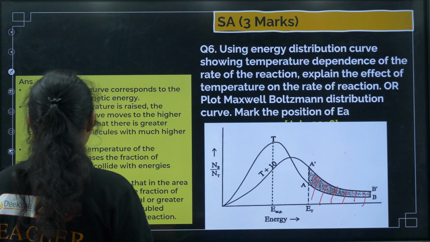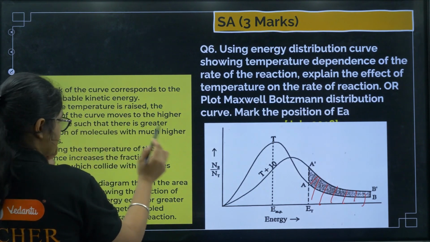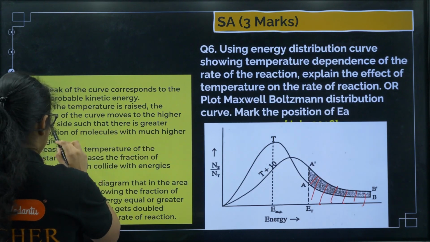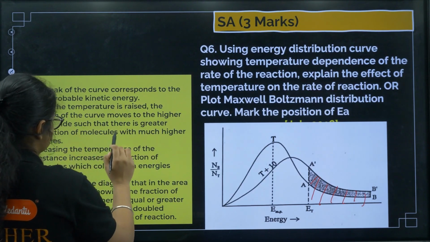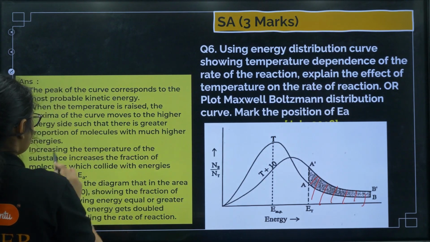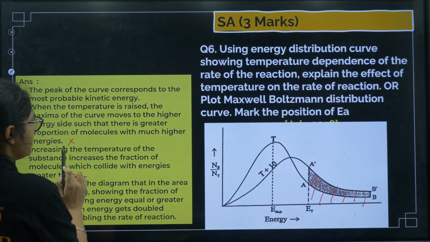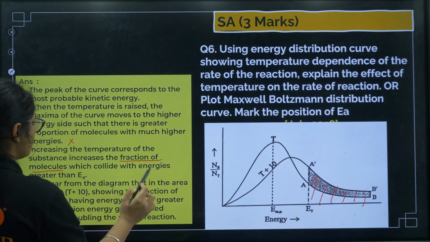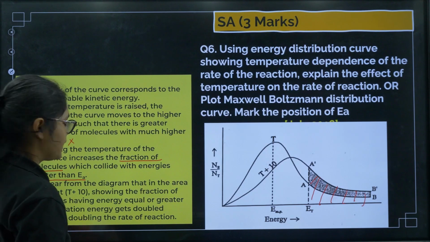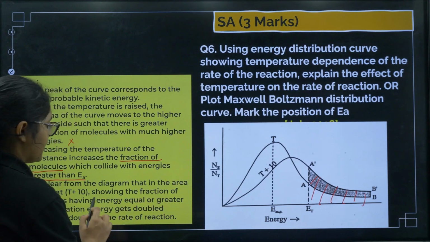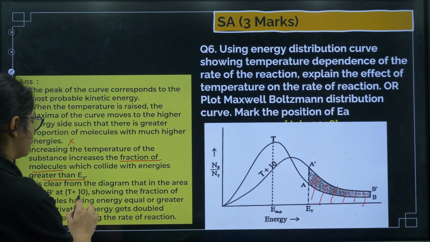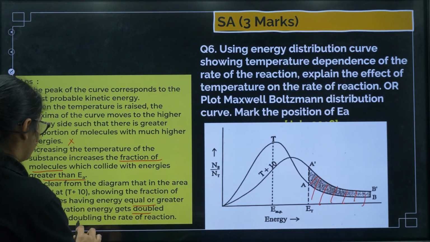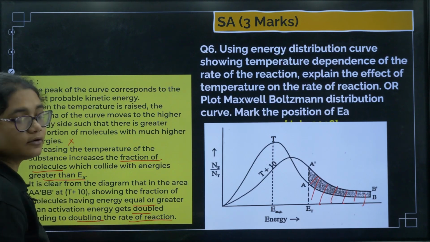So how can we write it? The peak of the curve corresponds to the most probable kinetic energy. When the temperature is raised, the maxima of the curve moves to the higher energy side such that there is a greater proportion of molecules with much higher energy. This is not required in this exam, you can just write down this one. Increasing the temperature of the substance increases the fraction of molecules which collide with energy greater than Ea. Now it is clear from the diagram that in the area A'B' at T plus 10, the fraction of molecules having energy equal to or greater than activation energy gets doubled, leading to the doubling of the rate of the reaction.